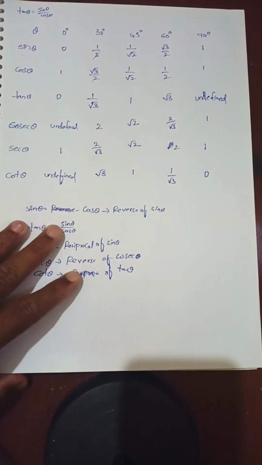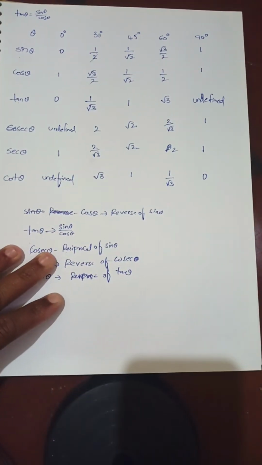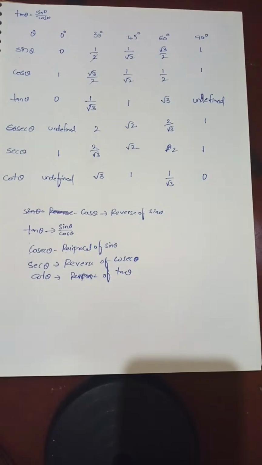I think yes, these are the trigonometric values. This is the trigonometric table of 0 degrees, 30 degrees, 45 degrees, 60 degrees and 90 degrees.